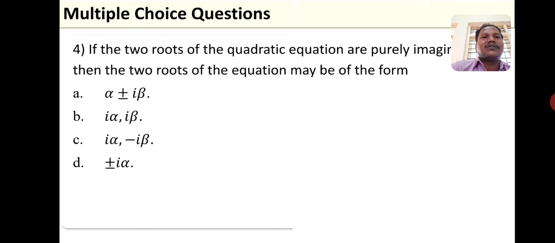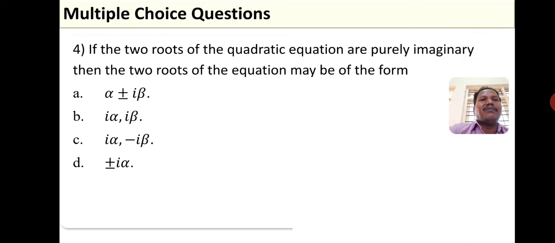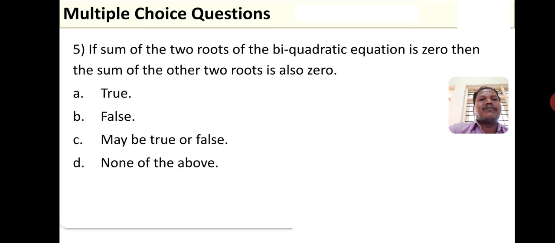Next, if the roots of the quadratic equation are purely imaginary, then the roots of the equation may be of the form... option is D. If the sum of two roots of the biquadratic equation is 0, then the sum of the other two roots is also 0. The option is C.